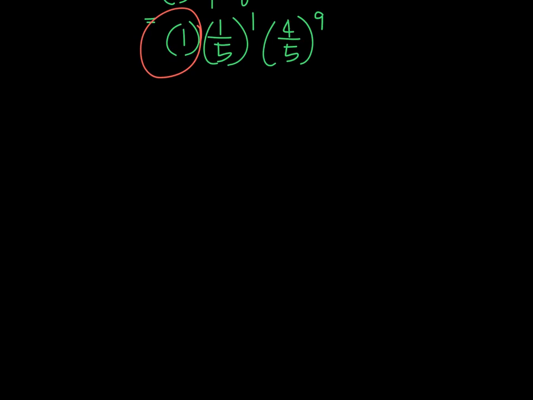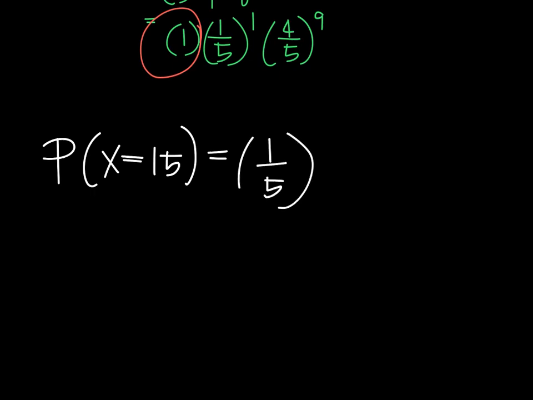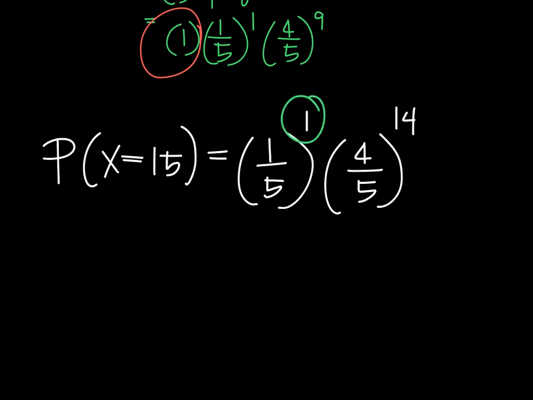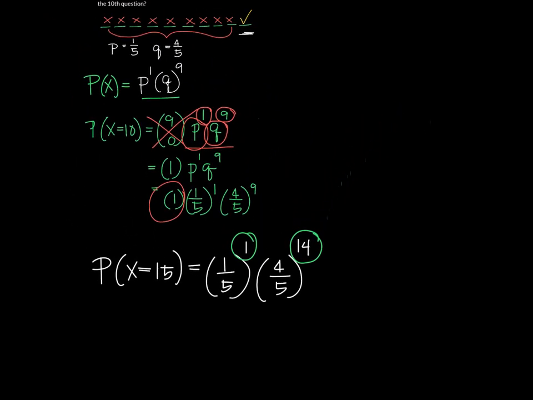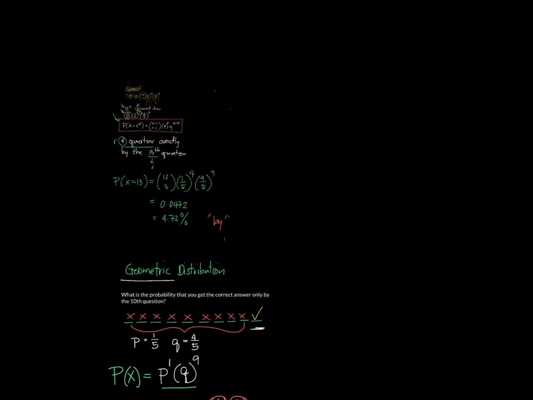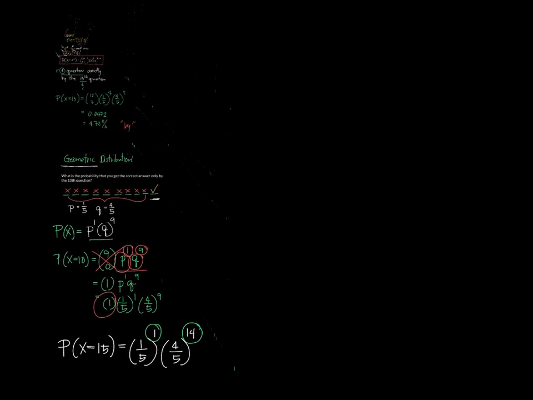So this should be easy now. The probability that it will happen on the 15th is the probability of success 1/5 raised to 1, and the probability of failure 4/5 raised to 14, because you have only 1 out of 15 correct and 14 incorrect by the 15th question. Okay, so that's how to answer negative binomial distribution and geometric distribution problems.